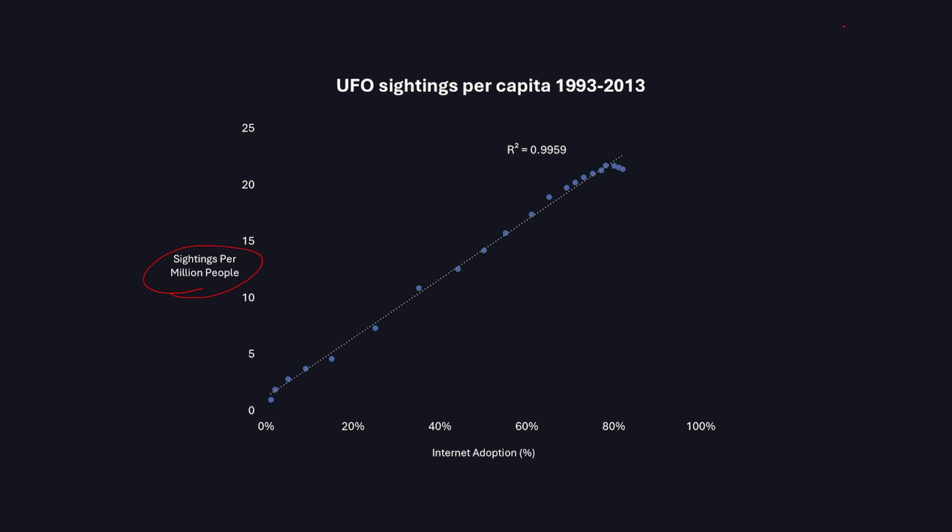So you can see this correlation even more clearly when you plot these in a scatter plot. In other words, I'm going to take sightings per capita and plot that against our internet adoption. And you can see this very clear sort of linear upward trend and a positive correlation of 0.9959. Yeah, I would say these are correlated.